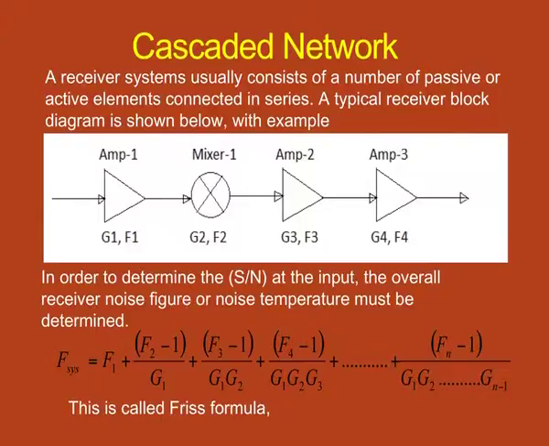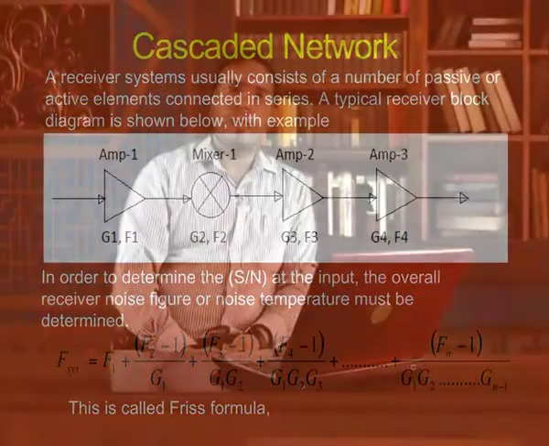If we are looking at the input of this cascade, the equivalent noise figure is given by F1 plus (F2 minus 1) by G1 plus (F3 minus 1) by G1 G2 and so on. What we get to know from here is that the equivalent noise figure or noise factor of a cascade of systems is mainly contributed by the first device. That is the reason why in most communication systems, the first device is the low noise amplifier, which has a low noise figure and provides moderate gain.